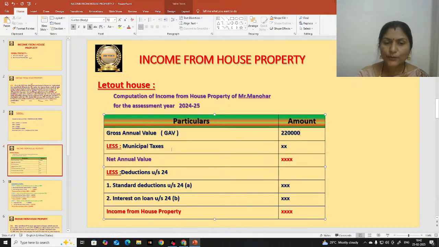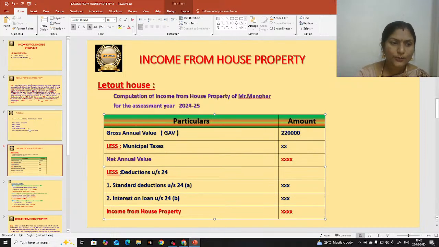Next one is municipal taxes. One rule is there for municipal taxes. If municipal taxes are paid, then only you give deduction. If it is due, don't give deduction. If half is paid and half is due, for the paid half only you give deduction. Here in our problem nothing is mentioned whether they paid or due, so we can assume that it is paid and give the deduction completely.